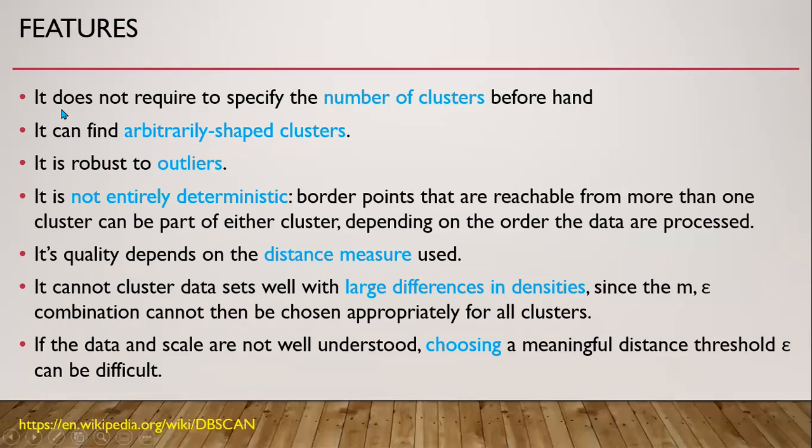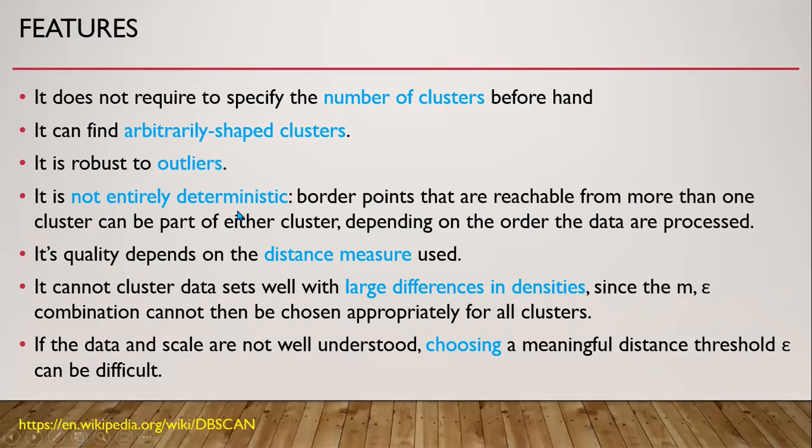So what are the features of the DBSCAN algorithm? The DBSCAN algorithm does not require us to specify the number of clusters beforehand. It can find arbitrarily shaped clusters. This is the advantage. It is robust to outliers. The concept of an outlier is not there in other algorithms like k-means.